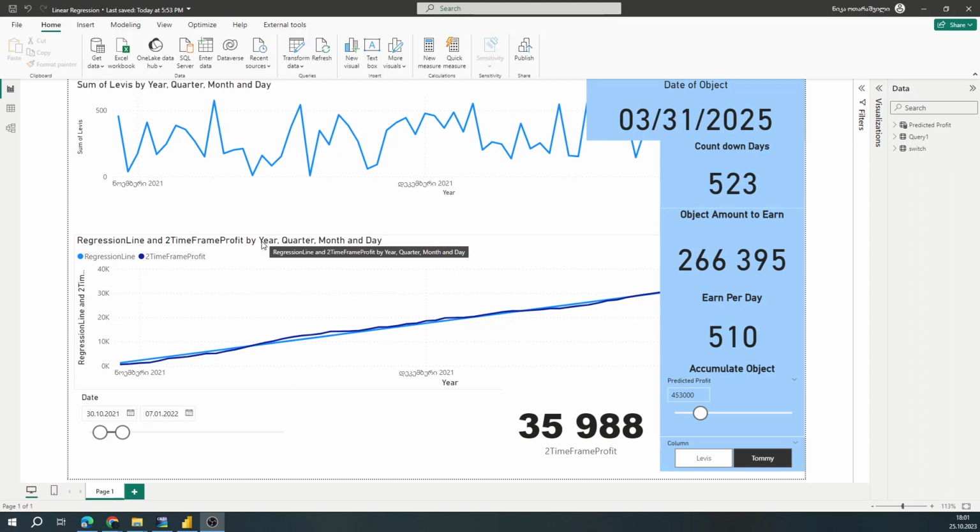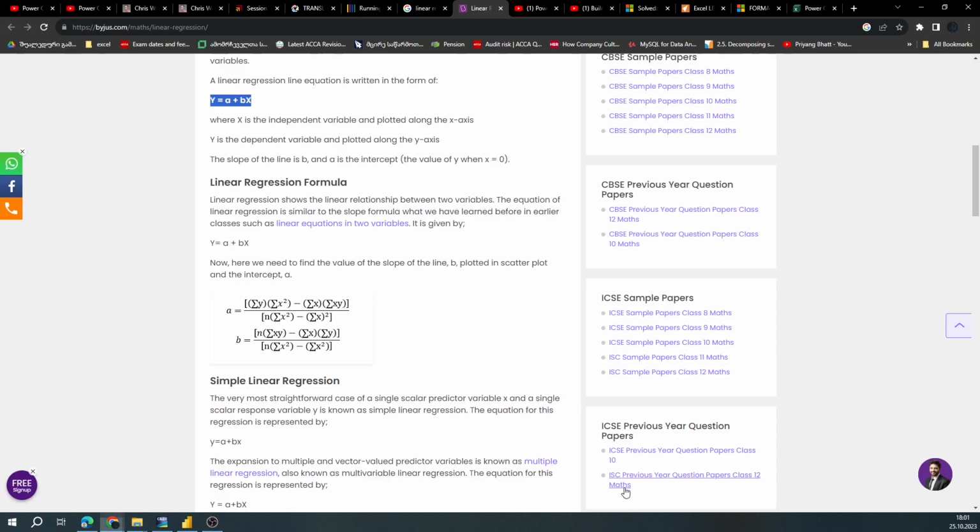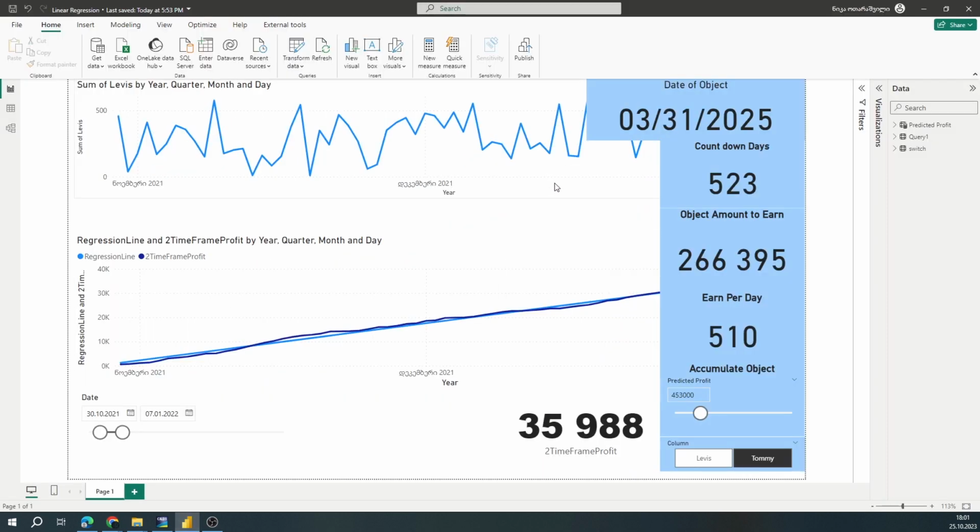Hello, in this video we integrate linear regression into Power BI. In high school maybe you remember this equation, where a is the intercept and b is the slope. So we assemble this kind of dashboard. We calculate the objective profits by linear regression.